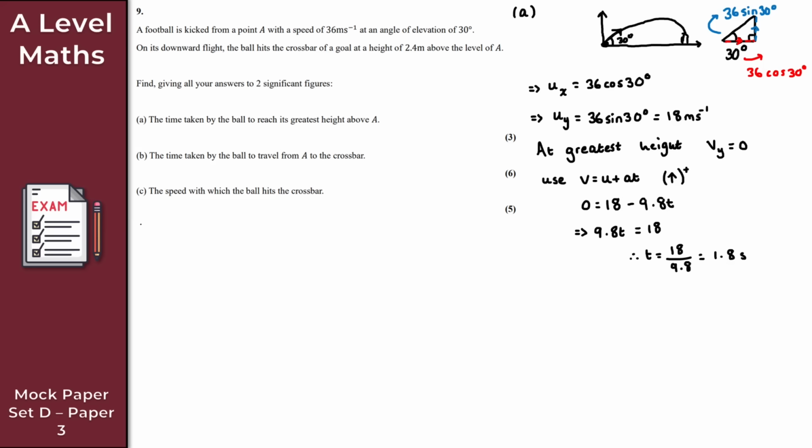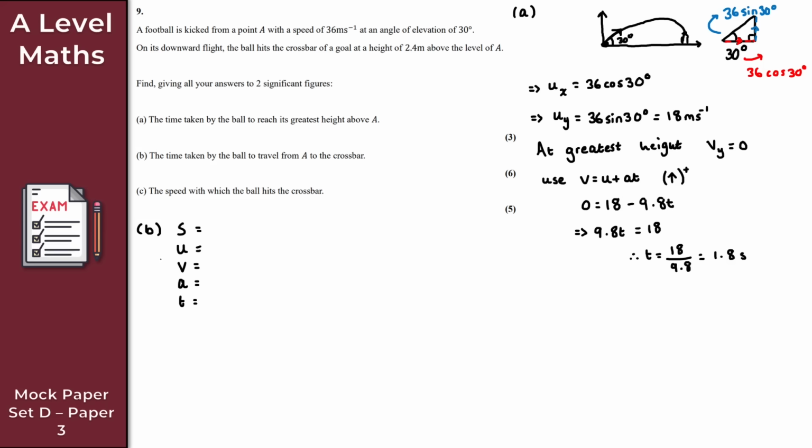Now for part B, what do we want to find here? We want to find the time taken by the ball to travel from A to the crossbar. So from this point to this point, what is that time? To do this, we're going to use suvat again, and to begin with, let's just resolve vertically. I'm going to write this as the following, it just makes it a little bit easier to see what we're doing.